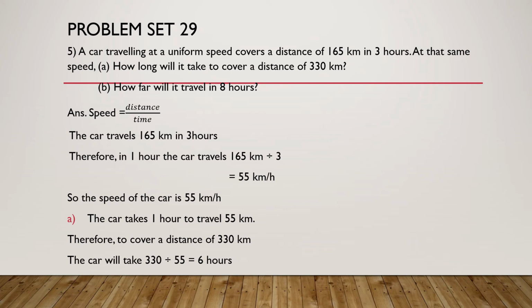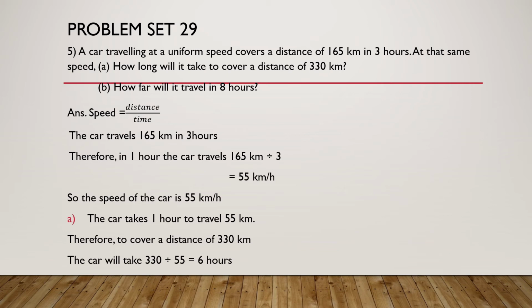A car traveling at a uniform speed, that means it is covering equal distances in equal time, covers a distance of 165 kilometers in 3 hours. Now at that same speed, how long will it take to cover a distance of 330 kilometers, and how far will it travel in 8 hours? So first they have asked how many hours it will take to complete 330 kilometers if it travels 165 kilometers in 3 hours, and how far it will travel in 8 hours.